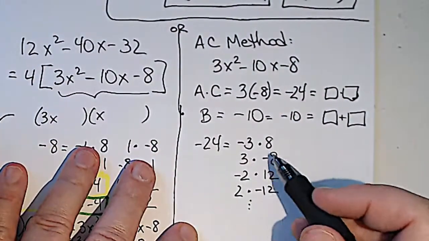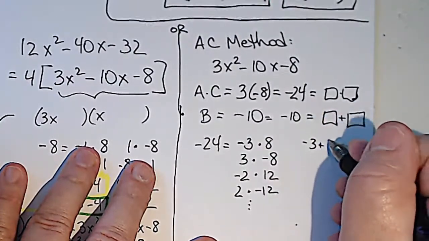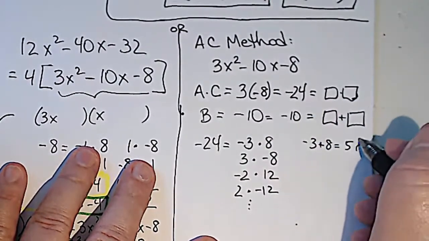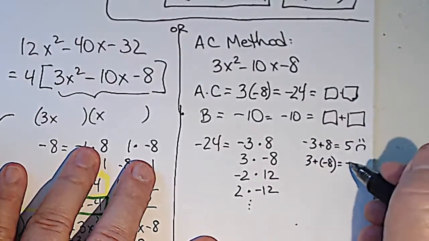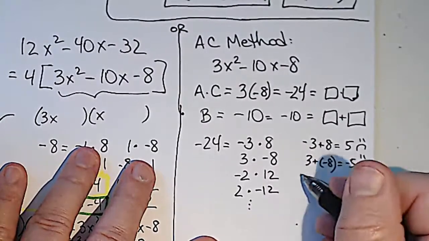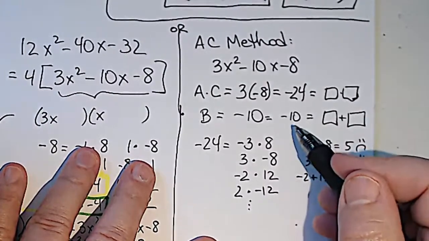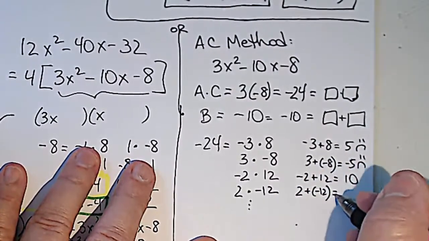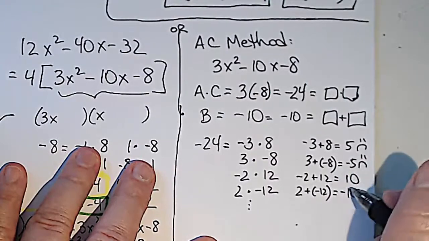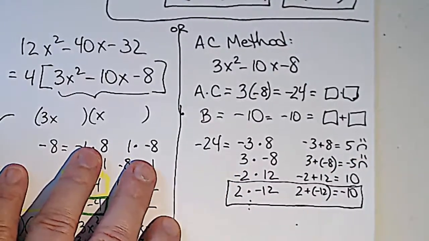And so I'm looking at these, and remember, we look at the sum. Negative 3 plus 8 is 5. That's not what we're looking for. 3 plus a negative 8 is negative 5. That's no good. Negative 2 plus 12 is 10. That's close. We're looking for negative 10. Or 2 plus a negative 12 is negative 10. Yay, this is it. Woohoo. I'm very excited, as you can tell.